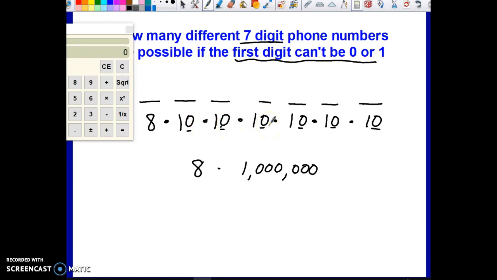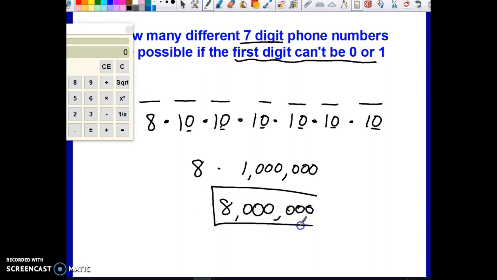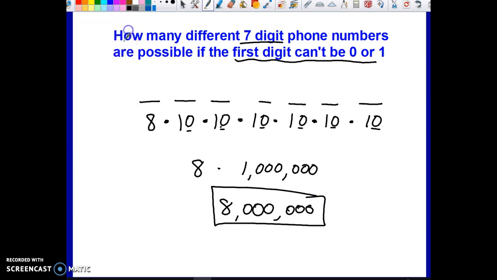1 followed by that many zeros. So I guess I didn't really need a calculator for this one, but you can use a calculator to help make the fundamental counting principle easier. Isn't that crazy? You can have 8 million different 7-digit phone numbers, provided that this spot can't be 0 or 1.